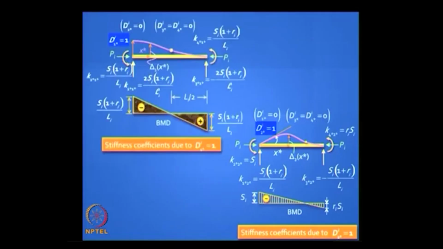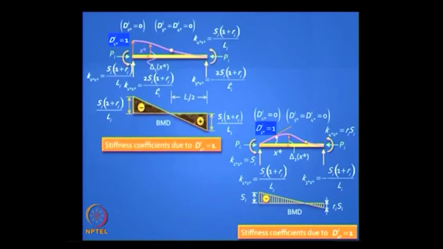and so we can easily generate the stiffness coefficients corresponding to the 4 displacements, applying them one at a time. The easiest to apply is when you have a unit rotation at one end. Instead of 4 EI by L, you have SI. The carryover moment will be Ri SI, and then the shear forces come easily as the sum of those two moments divided by the span.